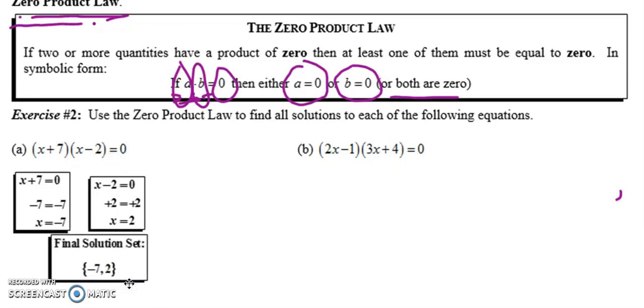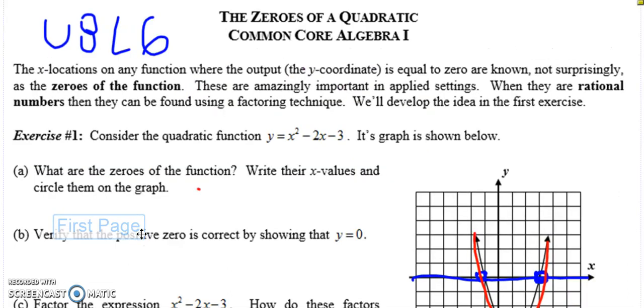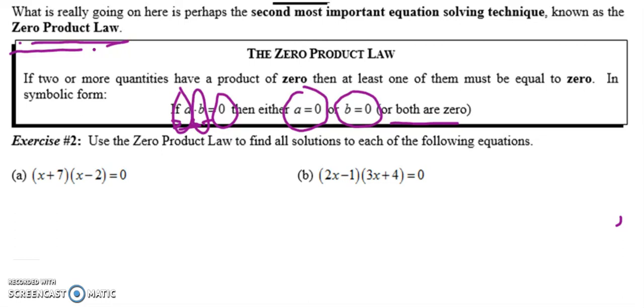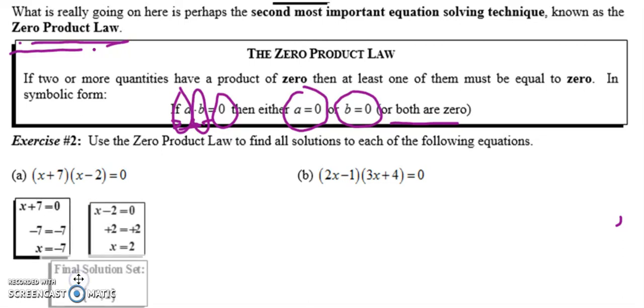All right, could you do B alone? This one's a little harder. So could you come up with what x equals? So what would x equal like we have over here? And could you find the final solution? If not, I'll show you, but see if you could try it. So hit pause and give it a try.